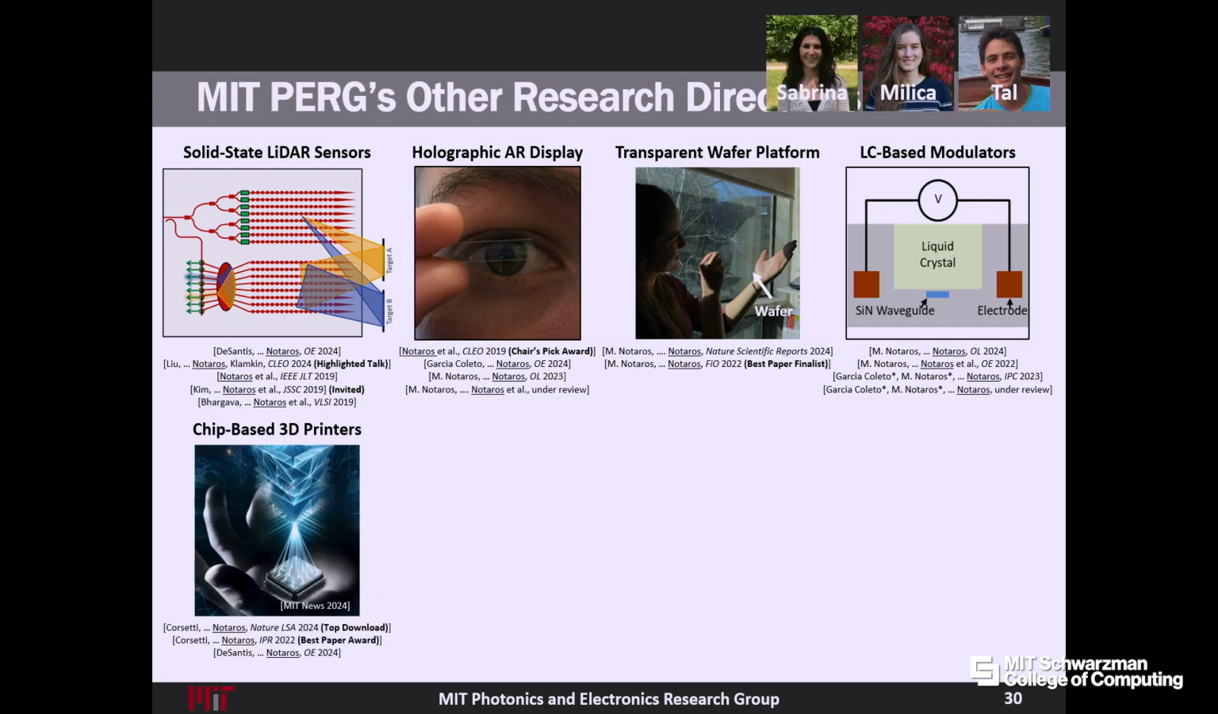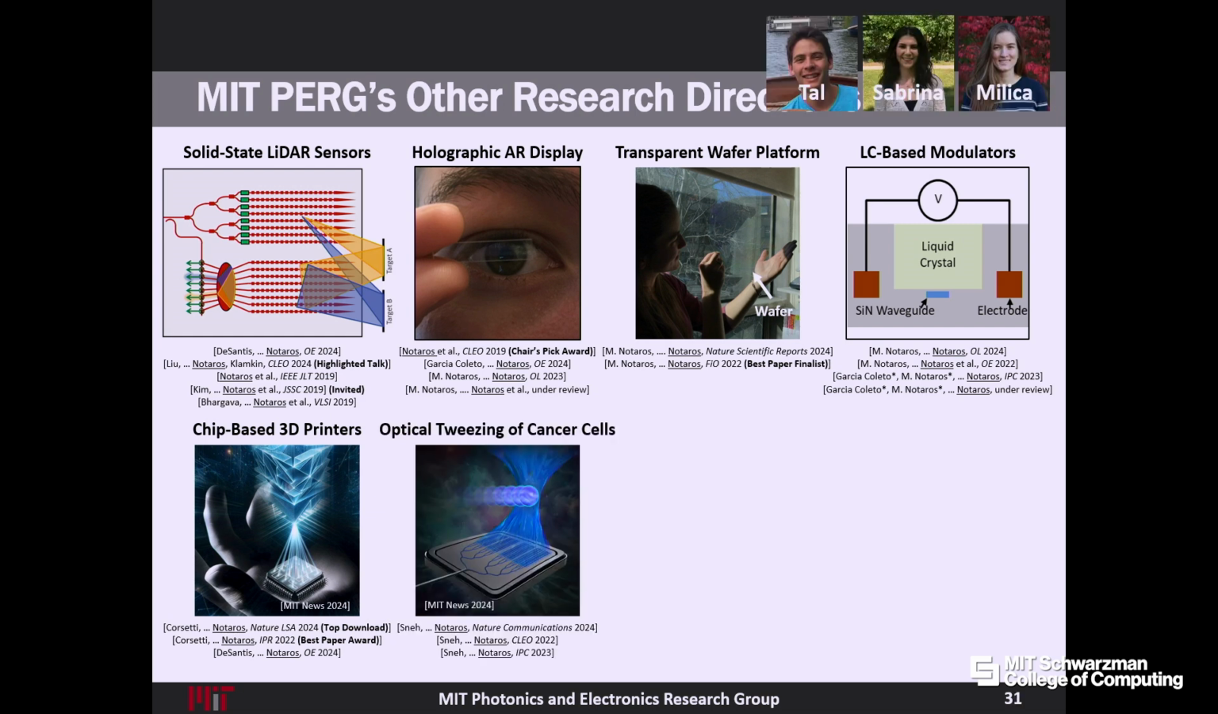We can also think about silicon photonics to create 3D printers. The idea here is to have a chip that sits in the palm of your hand and actually projects three-dimensional holograms into a vat of resin to cure 3D objects without needing all the complex optics that's normally required for high-resolution resin-based 3D printers. So this was creating a portable chip-based 3D printer.